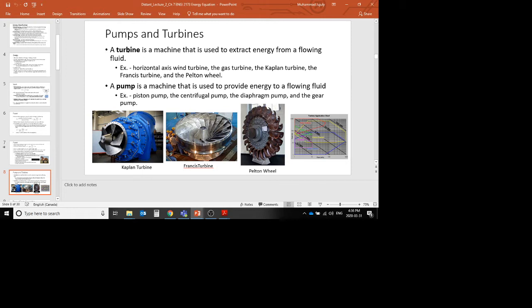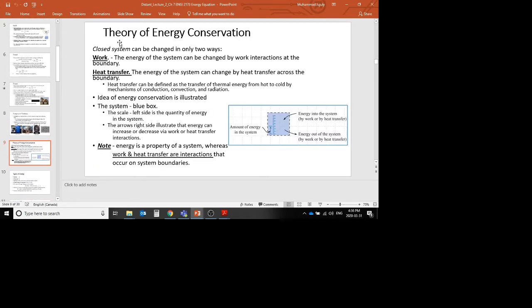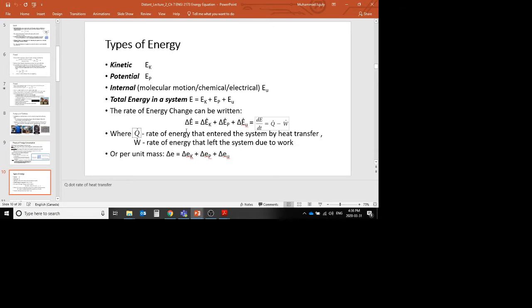Okay, so for instance, with a turbine you produce energy using the fluid's motion. But in case of a pump, you are using energy to create the fluid's motion. So these are the differences. And we are all aware of the theory of energy conservation, work, heat transfer. Okay, so this is the typical energy balance.